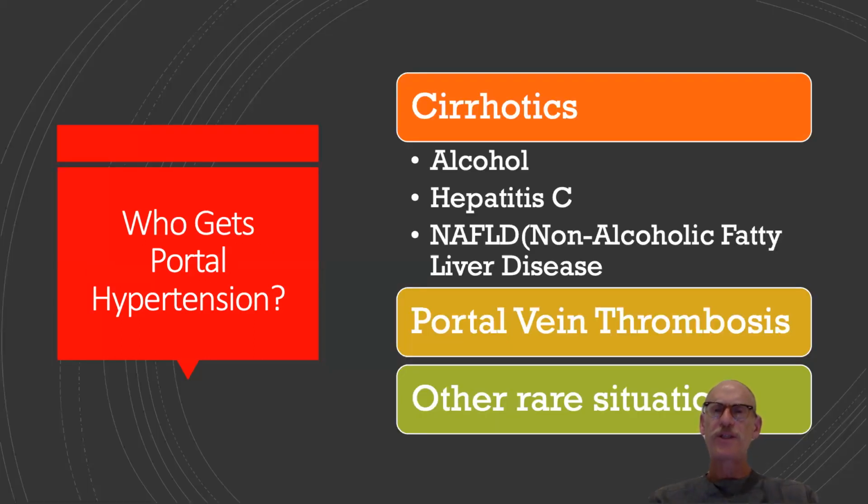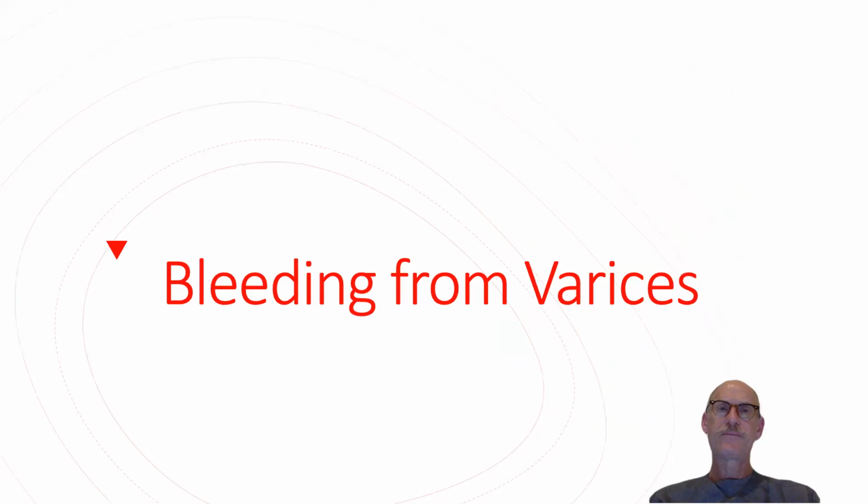There are other rare situations where people can get portal hypertension that we won't really discuss today. Well, let's talk then about the consequences of portal hypertension, which is namely bleeding from esophageal varices.